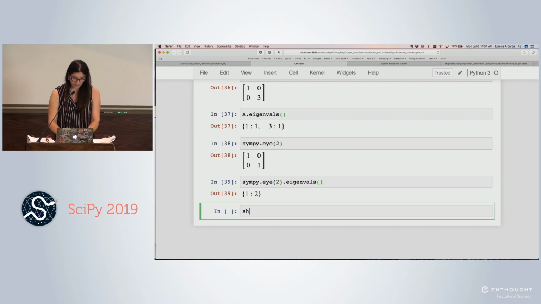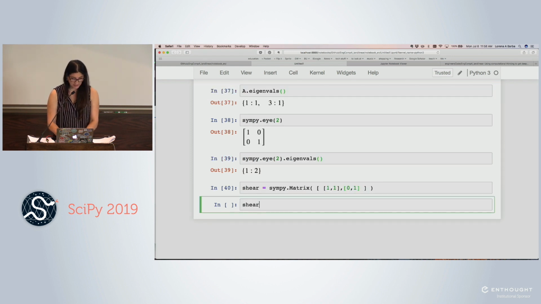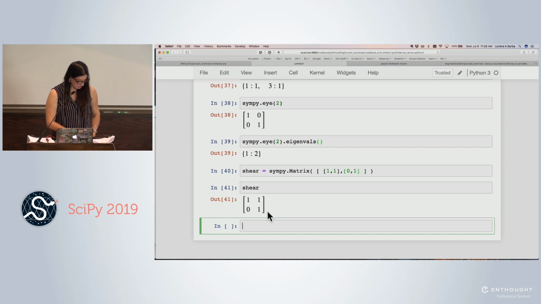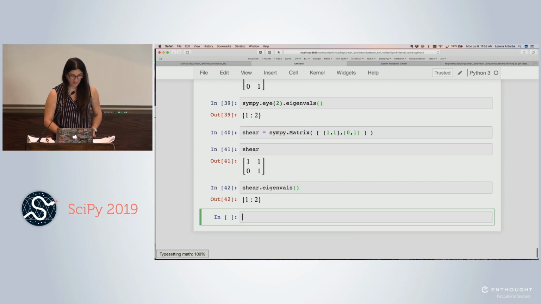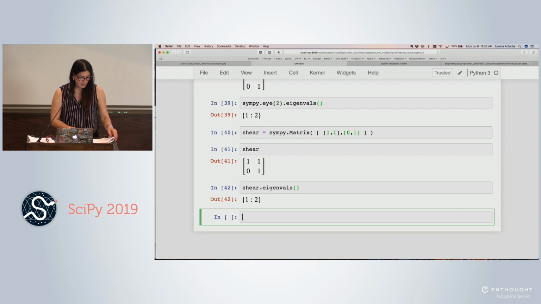Now, let's create a shear matrix using SciPy: 1 comma 1, 0 comma 1, and let's print it. Here's shear. And if I get the eigenvalues of this matrix, we again get the eigenvalue 1 with multiplicity 2. That's an indication, in this case for the shear matrix, that we are going to find problems if we try to invert it.